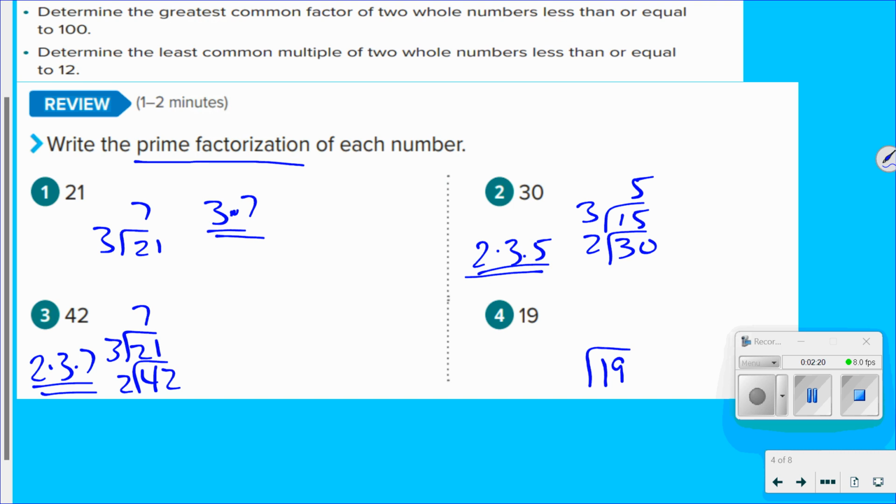I actually really like this one. 19, can I divide by 2? By 3? By 5? By 7? If I've said no 4 times, what does that mean? 1. It's prime. So 1 times 19 is my prime factorization.